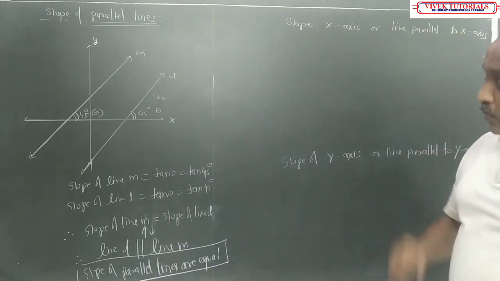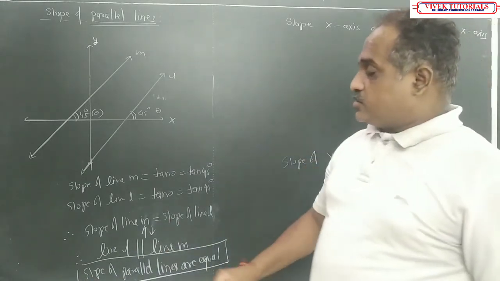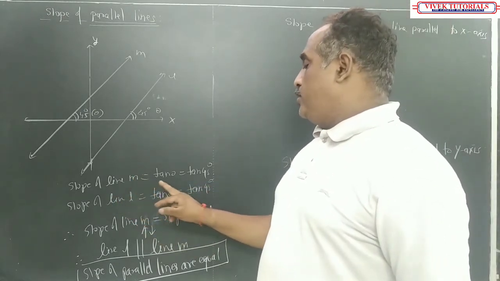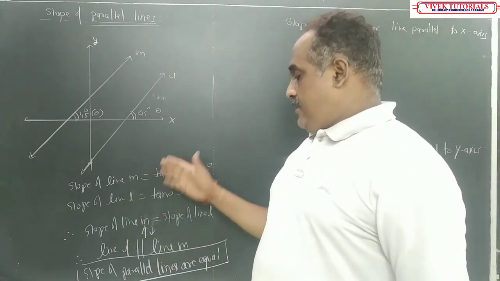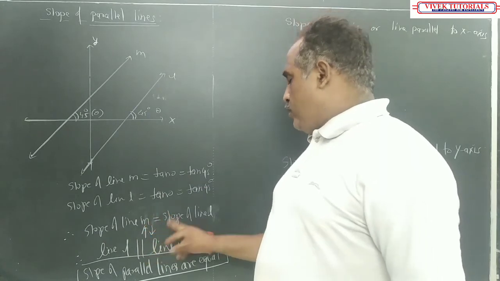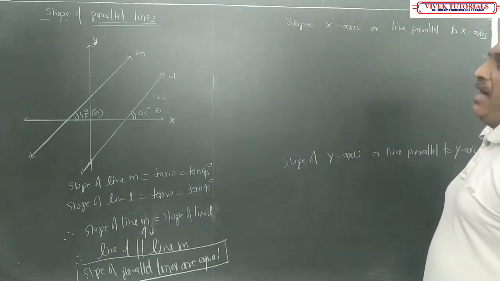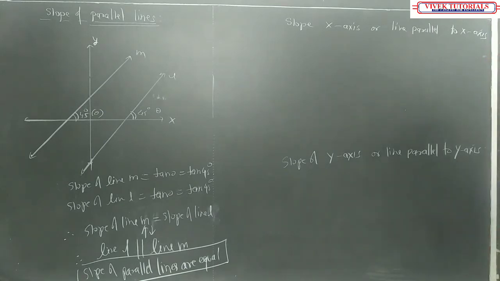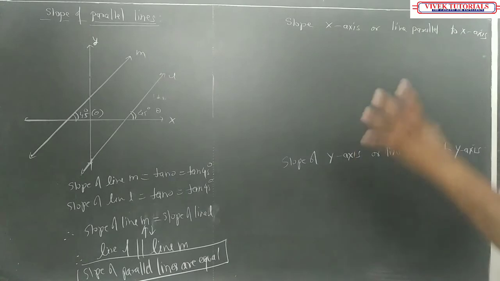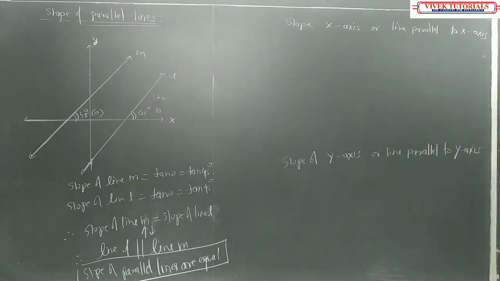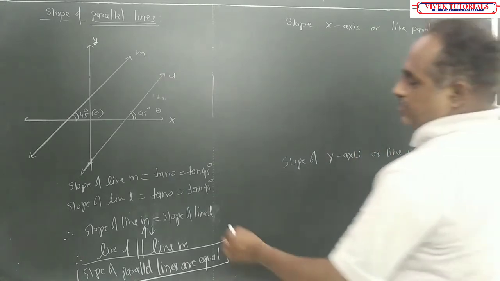What is that slope? Slope of parallel lines. The slope of line L is equal to slope of line M, but slope M is equal to slope N, meaning these two lines are parallel. Yes, slope of parallel lines are equal. That is a property. Have you understood this? I think you understood this. At least copy down this part.